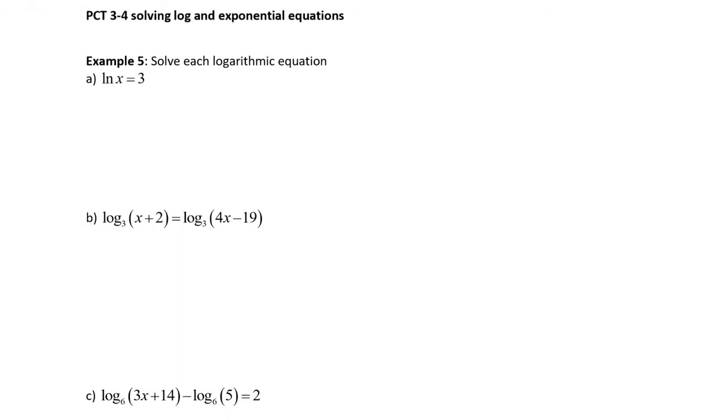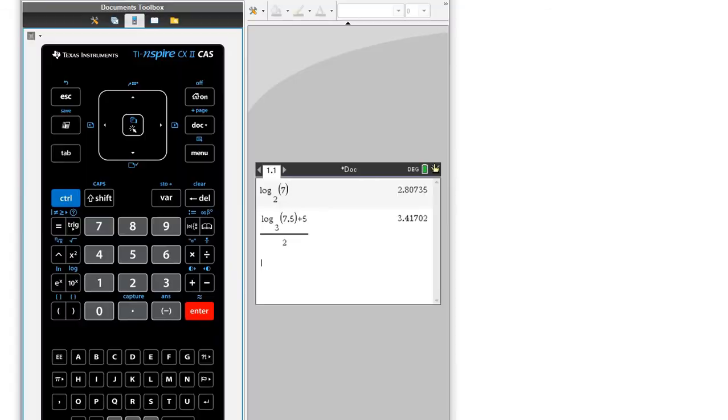Recall that the natural log is base e, and we can just use the definition of logs. The base raised to this power equals x. So we have e to the third equals x. That is the exact answer. I can then use my CAS in order to find the approximated value, just so you know where it is.